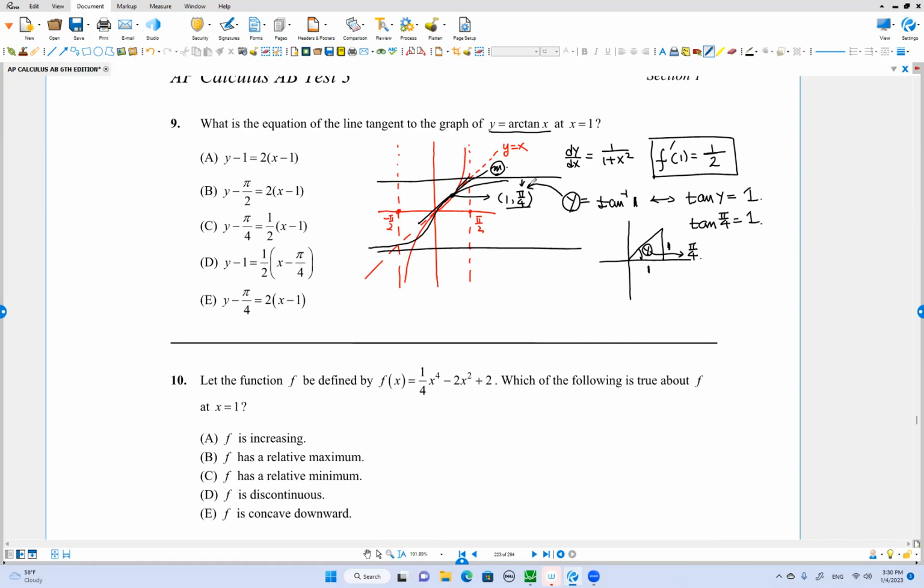Now we got the slope and a point. Use the point-slope form: y minus y1 is pi over 4, the slope is 1 over 2, times x minus x1, which is 1. That's the equation of the tangent line. So we are already there: y equals pi over 4 plus 1 over 2 times x minus 1. Choice C is the answer. Are you okay with this? All right.